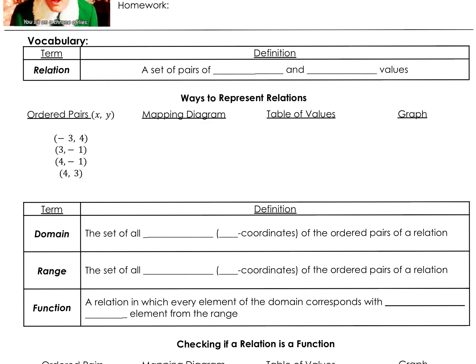So first, a relation is just a set of pairs of inputs and outputs, or output values. And essentially, really what a relation is, it's just a set of ordered pairs.